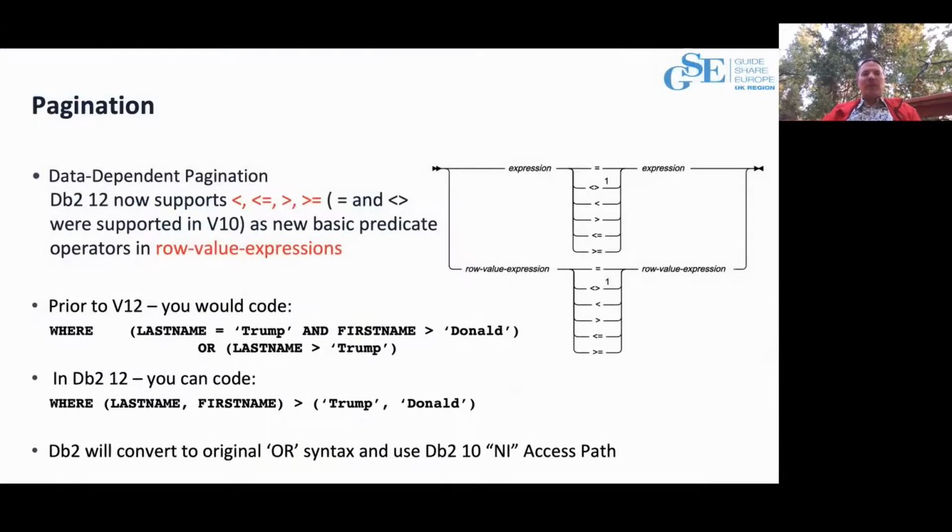All right, so version 12. Let's start off with SQL changes in version 12, and we'll tie back to these version 11 things in a little bit. The first one is pagination, and in this particular case, Db2 added some additional capability to pagination. In version 10, there was this new NI access path, which was multiple index access on the same index, and you could do data-dependent pagination for equal and not equal values. Now with version 12, you can support range predicates, so you can do greater than or less than or equal, etc.